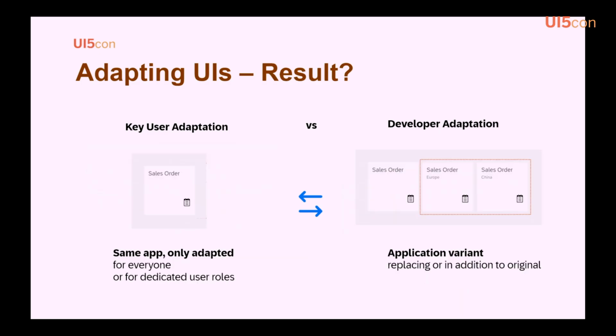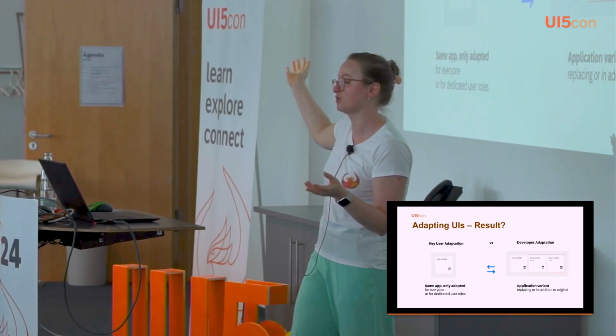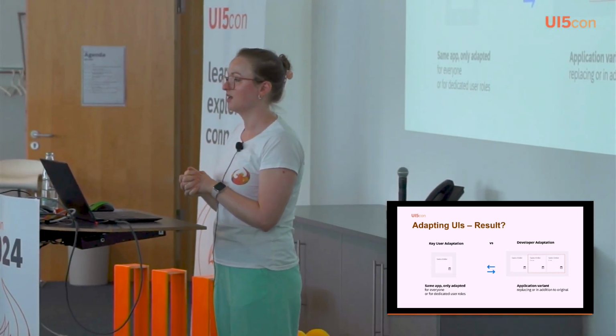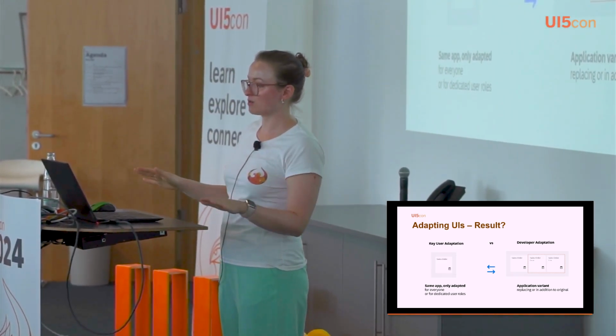And then what do you get as a result? As the key user, you get the same application, but just adapted. So all of the changes are within the same application. And as a developer, what you create is an application variant, and then you can choose either to replace your original application or put it next to your original application, so that you then have, like here, 2 or 3 tiles next to your original application. So this is a quick rundown.